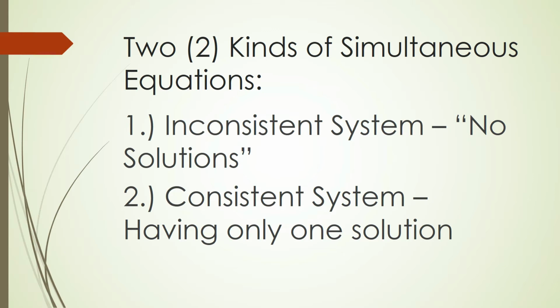There are two kinds of simultaneous equations. First is the inconsistent system, and secondly the consistent system. When we say inconsistent system, the system of linear equations has no solutions. And secondly, the consistent system is otherwise, where the system of linear equations has only one solution. The solution here is called the solution set, or the intersection of two lines.